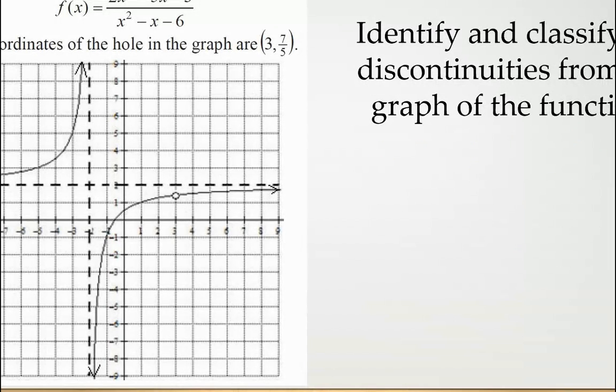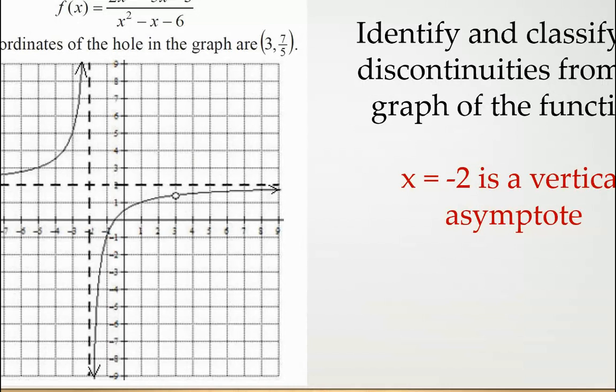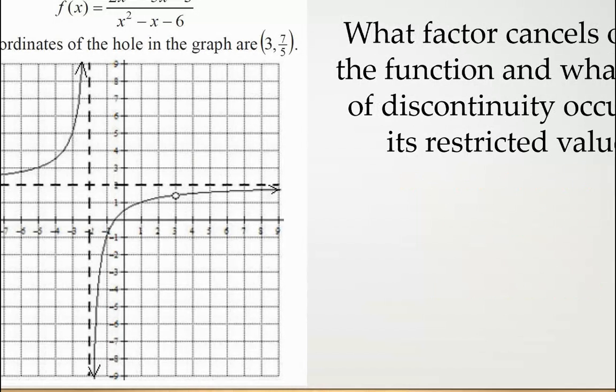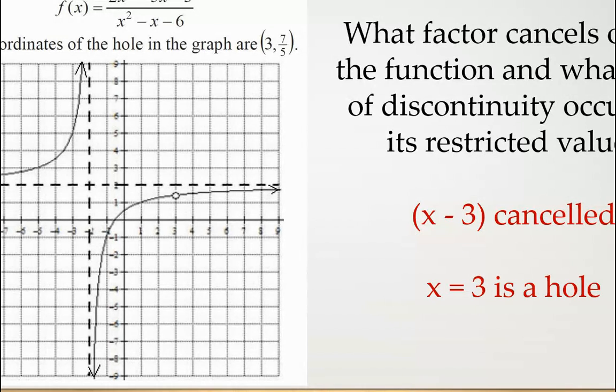Now we're going to identify and classify the discontinuities from the graph of the function, which I mentioned earlier. We notice that x equals -2 has a vertical asymptote, and x equals 3 is a hole, also known as point discontinuity. What factor cancels out of the function, and what type of discontinuity occurs at its restricted value? Remember that x minus 3 was the factor that we canceled out of the numerator and the denominator. If we set this equal to 0, we get x equals 3, where there is a hole in the graph.